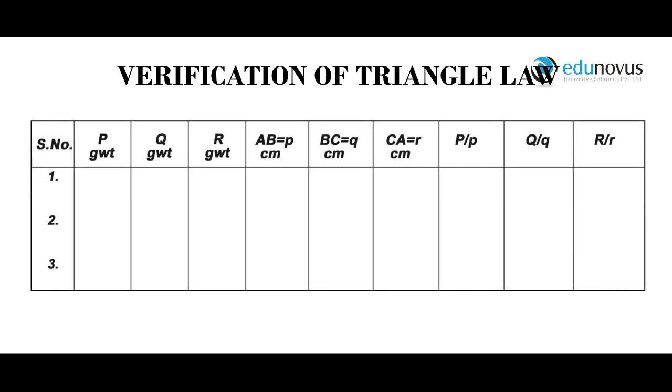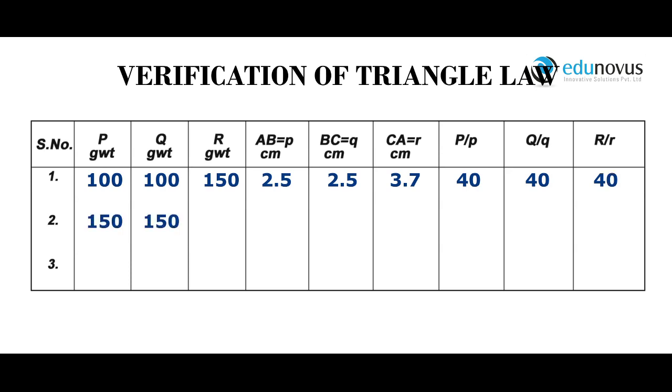Verification of triangle law. Here, the weight of P is 100 grams, Q 100, R 150, and corresponding the length of AB is 2.5, and BC is 2.5, and CA is 3.7. The value of P by p is 40, Q by q is 40, and R by r is 40. Similarly, the values for the weight 150 and 200 grams are.